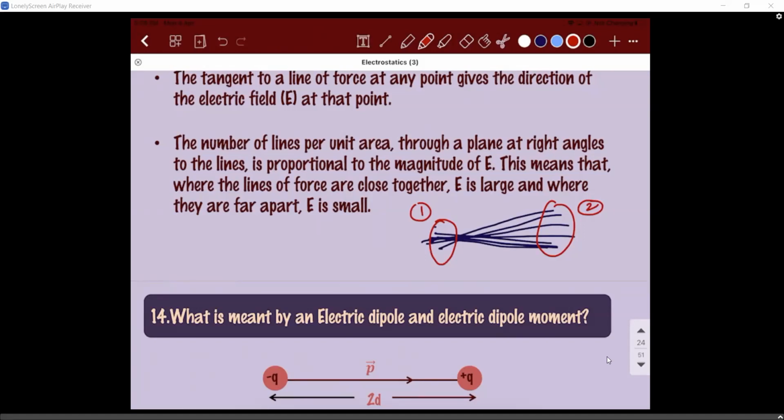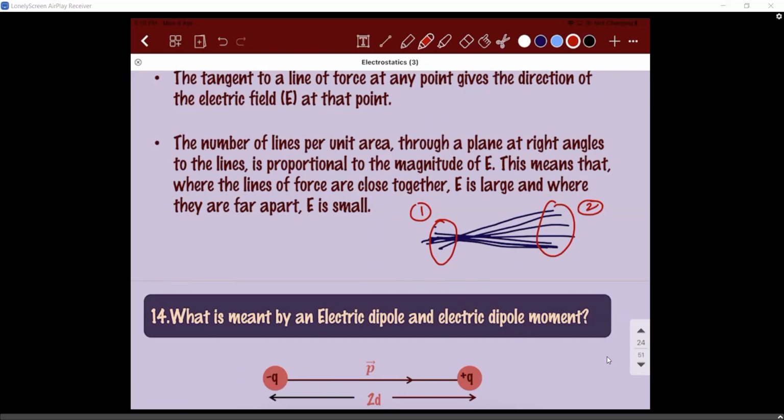Are you able to understand? The number of field lines per unit area, this is the pointer, this is written. The number of lines per unit area through a plane, plane means area, through a plane at right angles to the line is proportional to the magnitude of electric field. I hope you're able to understand the meaning of it. Proportional in the sense, more is the density, more will be the magnitude of electric field. That's it.